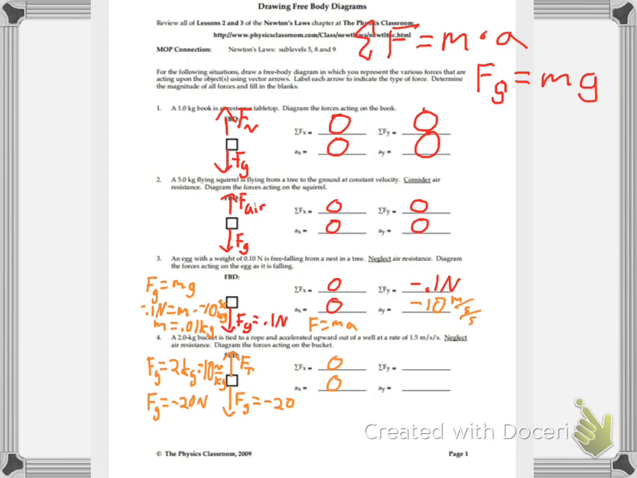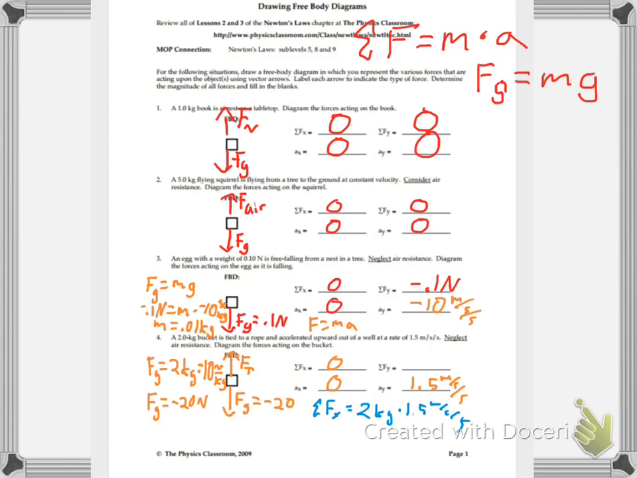But now we're given the acceleration. So we know that our acceleration in y is 1.5 meters per second per second. Knowing that information, we can then find what the sum of the forces is in y. So the sum of our forces in y equals the mass of the object, which is 2 kilograms, times 1.5 meters per second per second.